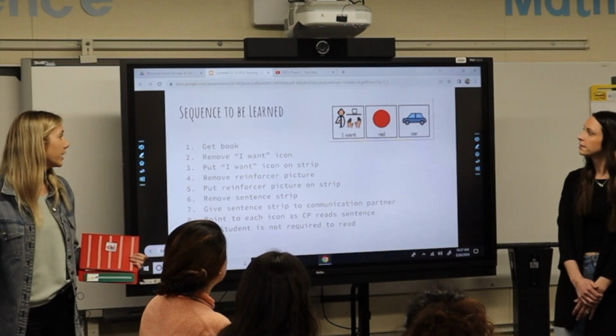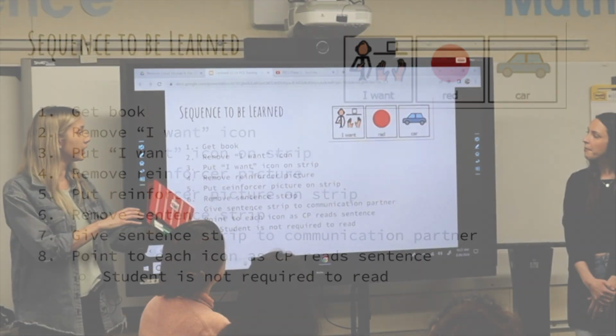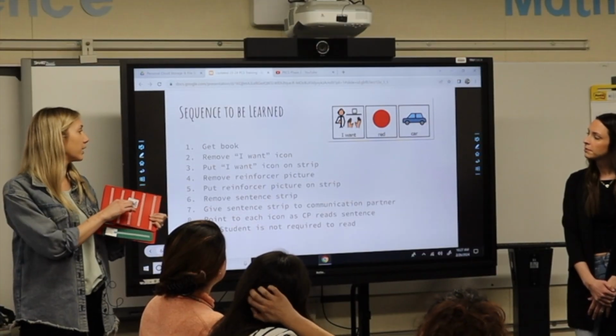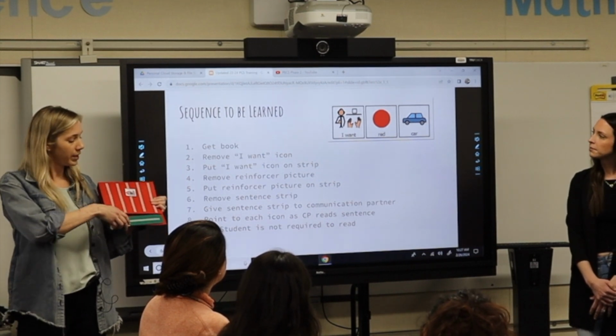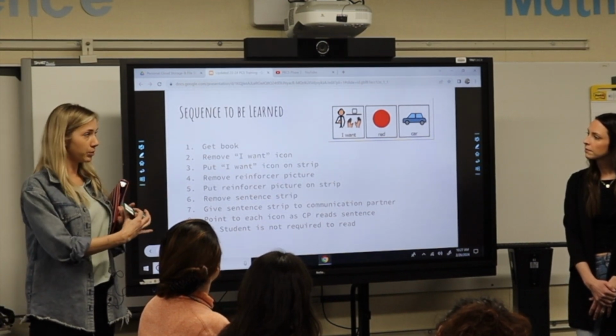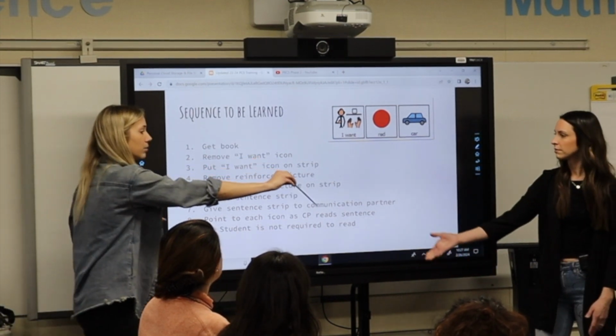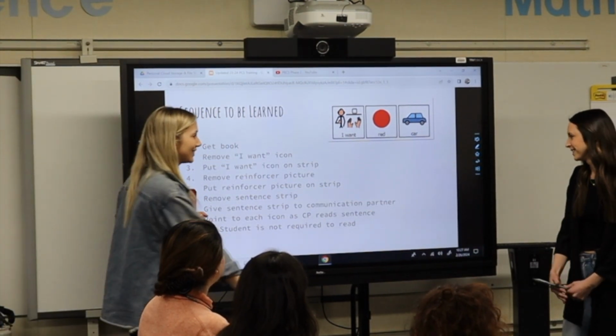So the first one is they're going to get the book. We're gonna remove I want. Oh, sorry, this is them. So we want them to get the book, remove I want, and then get the I want on the sentence strip, put the reinforcer on. Then we're gonna want them to take it off, tap it, I want squishy ball, give it to you. That's gonna be the ideal sequence.